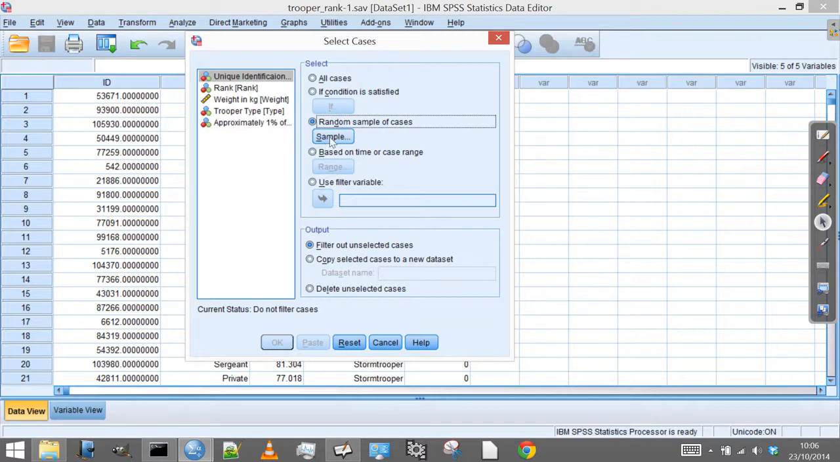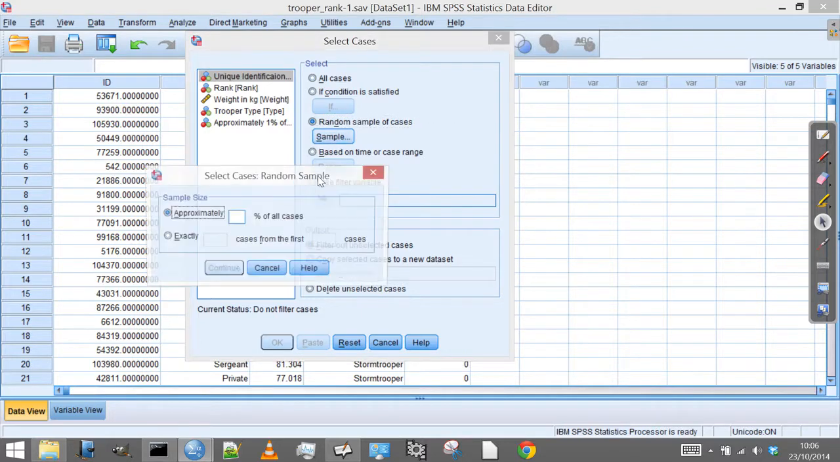So we're going to click on the sample button, and I'm going to take approximately 1% of all cases. You can feel free to vary that number, but 1% is what I want to work with.